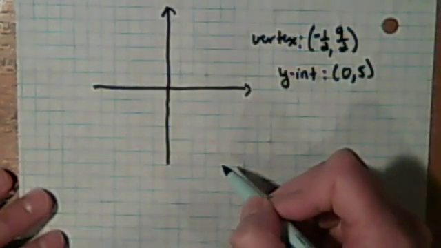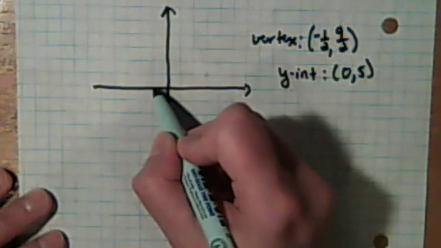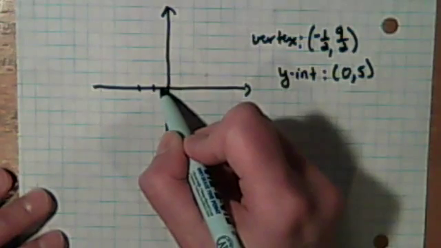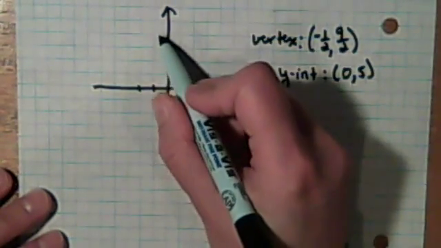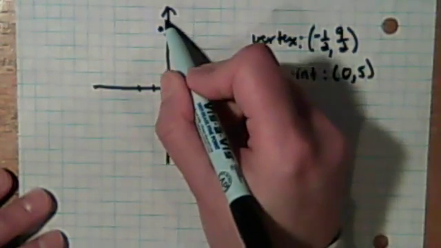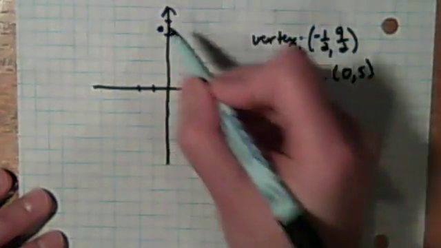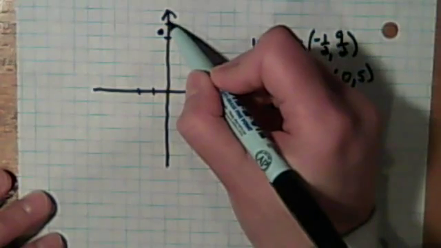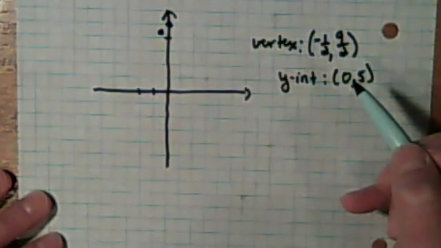So if I place those on my graph, I have to go a little bit in between my values here again. Here is negative 1, so negative 1/2 is halfway in between. I'm going to go up 4.5. So it's right about there. It's halfway between 4 and 5. And there is my vertex. My y-intercept is at 0, 5. So there is my y-intercept.